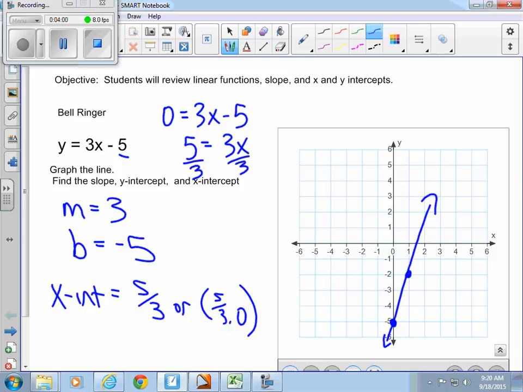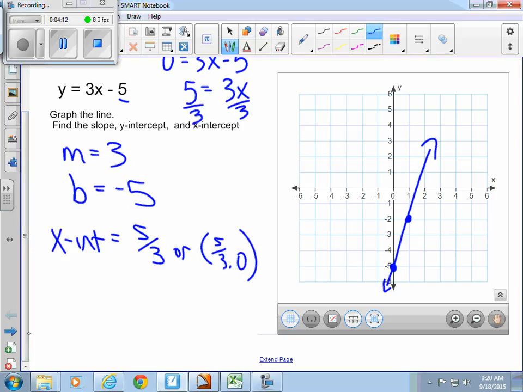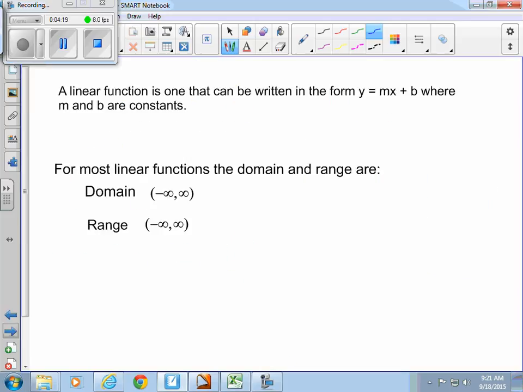Any questions about that? X-intercept, y-intercept, slope. So those are all things we know, but we're going to look at them in more detail today. Good so far? Linear functions are functions that can be written in the form y equals mx plus b, where m and b are constants, or are numbers. So m is the slope, b is the y-intercept, linear function, y equals mx plus b.